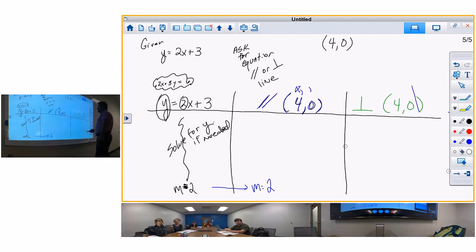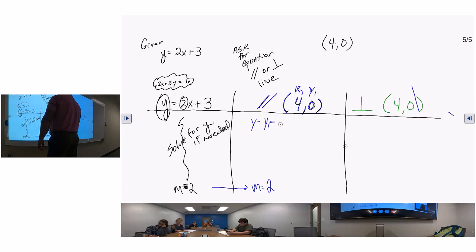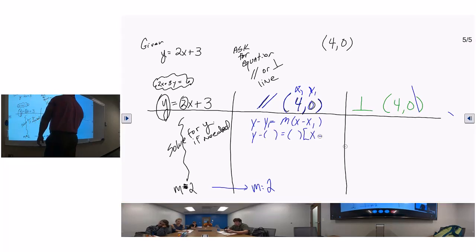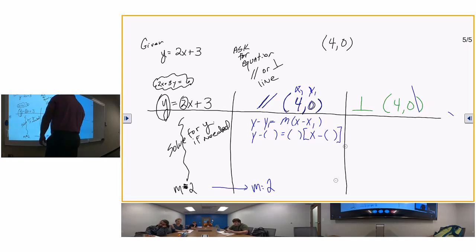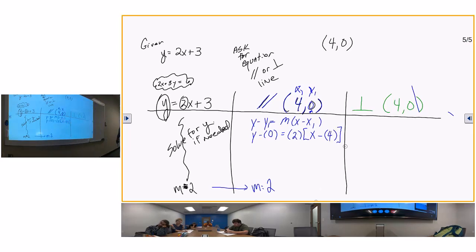I've got a point and a slope. So I'm going to use my point and slope equation. Y minus y sub 1 is equal to M times x minus x sub 1. Y minus parentheses is equal to parentheses times x minus parentheses. What's my y sub 1? 0. What's my M? 2. And what's my x sub 1? 4. Now, solve it.